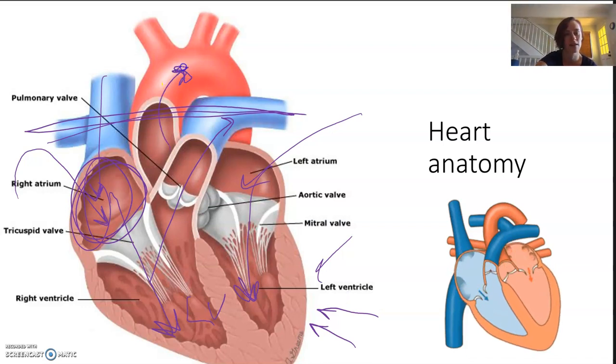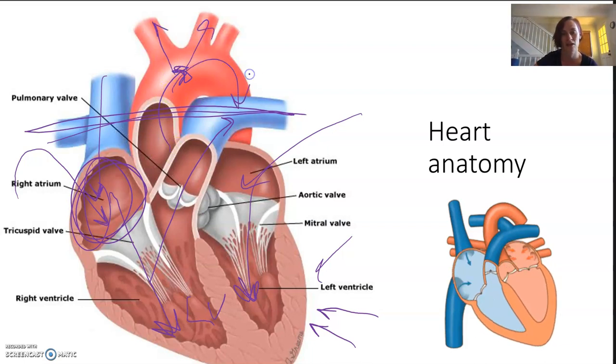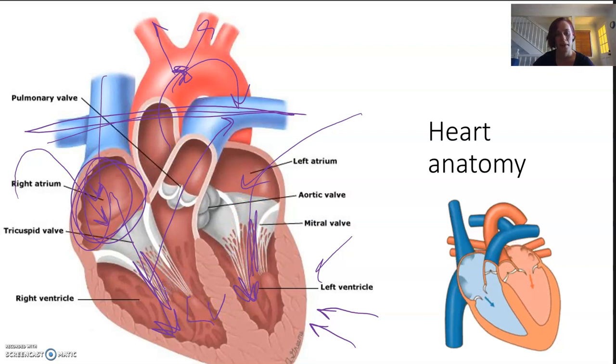This is a very large artery, and you can see it's got branches that go up to your brain, and it's got a branch that goes down to the rest of your body. There are valves in here. We can see the mitral valve here, the tricuspid valve there, and that stops that backflow.